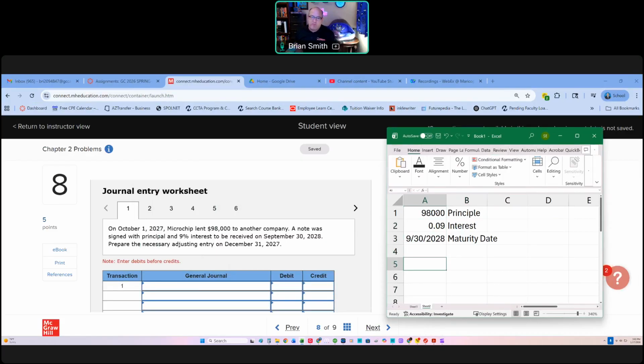So what we need to do is find out how much this is for either just the 3 months total that we're owed, or how much it is per month, and then multiply that by 3. I'll take the latter, in that I'm going to calculate total interest. So annual interest for this note is going to be the principal times the interest rate. That represents this 8,820. 8,820 represents the annual interest.